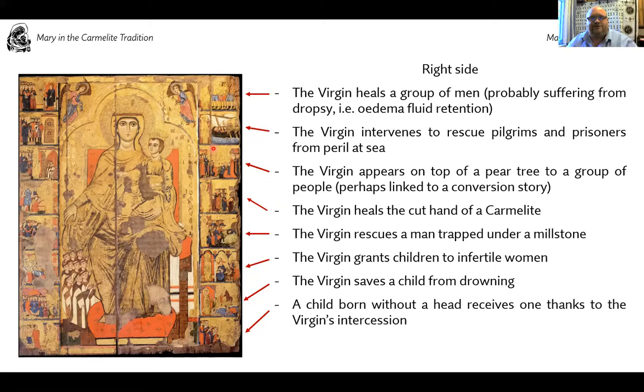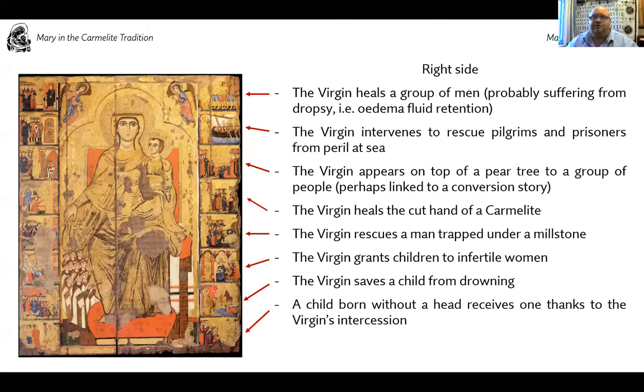Now, interestingly, there's a story that we know of over 100 years later, written by a Carmelite about a conversion. Someone is converted to Christianity when he sees Our Lady appear in a pear tree. If that's what this is referring to, then that story must be much older than we thought. The Virgin heals the cut hand of a Carmelite. She rescues a man trapped under a millstone.